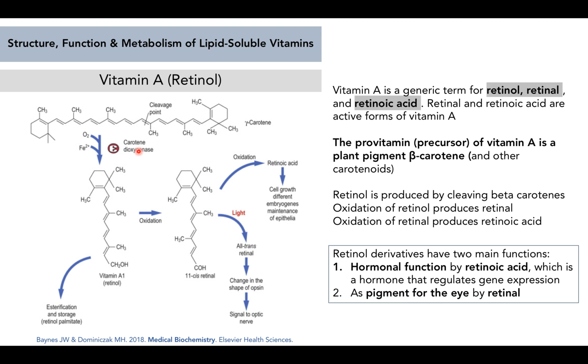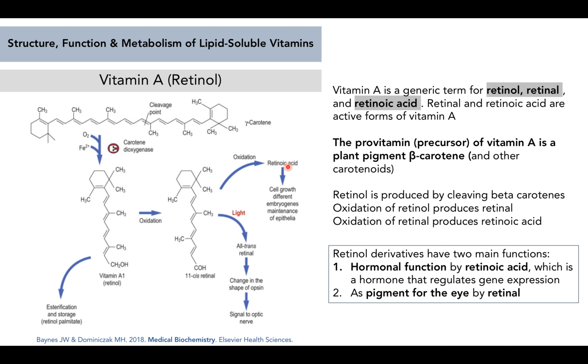So first of all, if you want to make vitamin A in the form of retinol, first you take a beta carotene and we perform dioxygenation to make retinol, or vitamin A1. Retinol is then oxidized into retinal, and retinal is further oxidized into retinoic acid. So that's the flow here. Beta carotene is the source or the precursor, and beta carotene is turned into retinol, and retinol is oxidized into retinal, and retinal is then oxidized into retinoic acid.